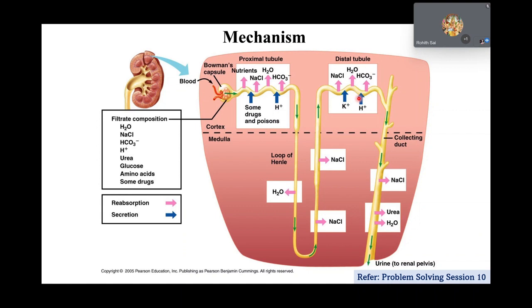Other than that, it induces ADH secretion. ADH is vasopressin. ADH full form is antidiuretic hormone. Where is it secreted from? From the hypothalamus, the posterior pituitary. And it also stimulates aldosterone secretion from the adrenal cortex of the adrenal glands. So you have aldosterone and ADH.